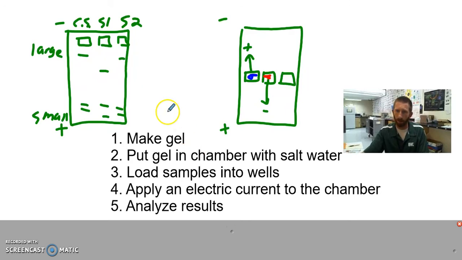Now here's how we analyze the results. Let's start over here with the dyes. So this red dye right here, we see that it's moving towards the positive end, so that means that it is a negatively charged dye because opposites attract. Okay, this blue dye up here, we see it moving towards the negative end, right? So that means that it's a positive dye. So that's one way that we analyze the results, right?